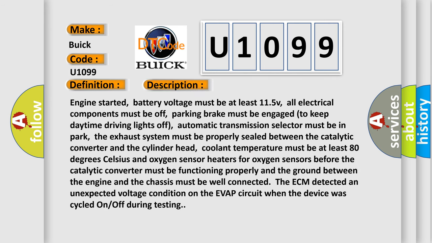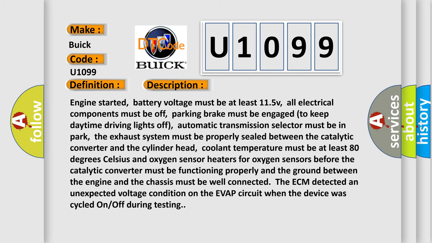Engine started, battery voltage must be at least 11.5V, all electrical components must be off, parking brake must be engaged to keep daytime driving lights off, automatic transmission selector must be in park, the exhaust system must be properly sealed between the catalytic converter and the cylinder head, coolant temperature must be at least 80 degrees Celsius and heaters for oxygen sensors before the catalytic converter must be functioning properly and the ground between the engine and the chassis must be well connected. The ECM detected an unexpected voltage condition on the EVAP circuit when the device was cycled on/off during testing.